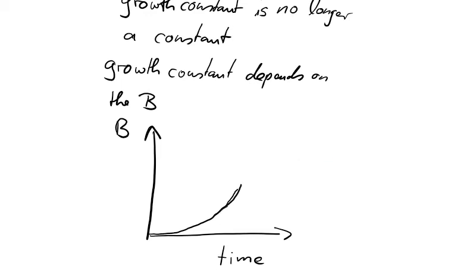Let's draw it like that. It becomes a sigmoidal curve. So what happens here? In this phase here, we still have logarithmic growth.